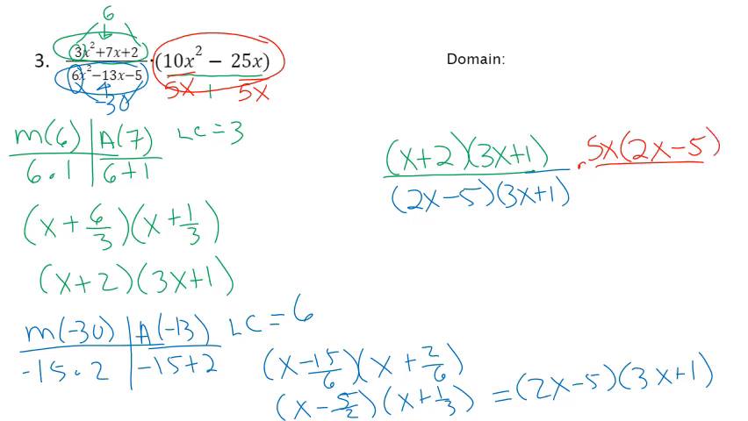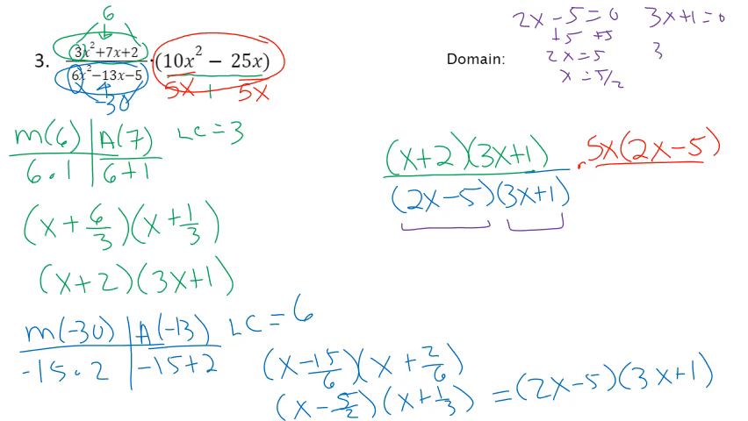If the question is asking for the domain, you just set each one to 0. And this one, we can't just say it's 5. We have to go a little bit further. And so when we set each one to 0, we would get that our domain is it can't equal 5 halves or negative 1/3.